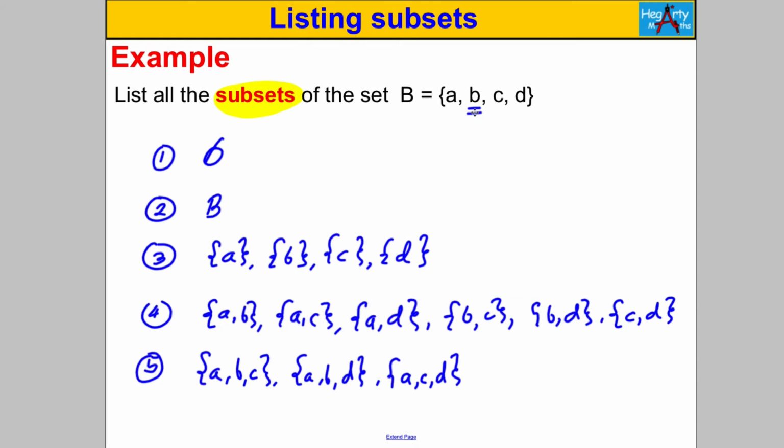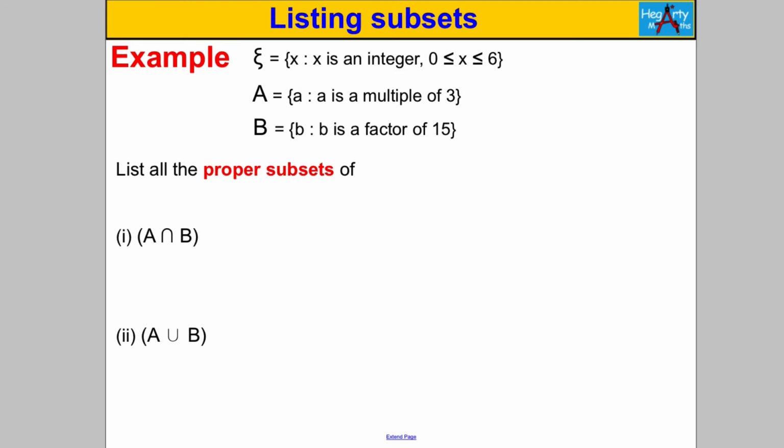Let's now consider the scenario where A is not in it. And where A is not in it, then the only combination is to have B, C and D. Like that. And there you go. They are all the subsets of the set B. Okay, the last one. Pause the video, have a go.